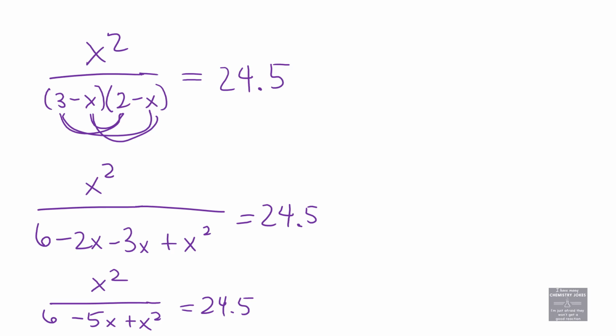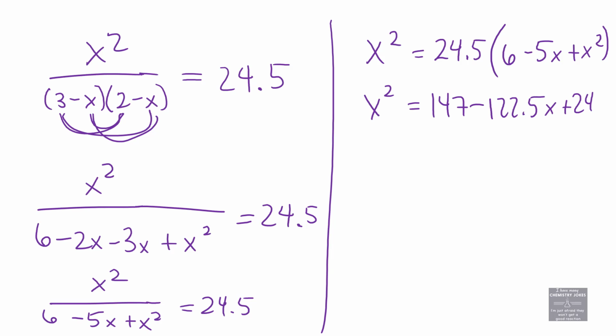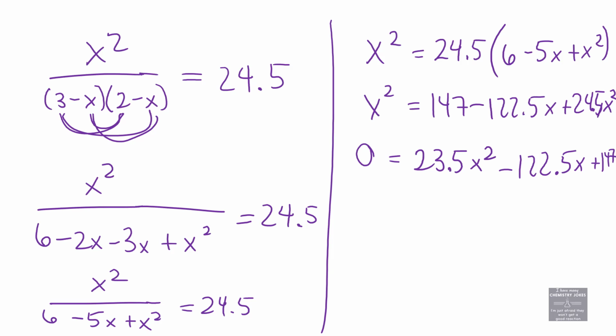Starting on the math, solving, isolating for x, 24.5 times the whole denominator gives me, let me check my notes, 147 minus 122.5x plus 24.5x squared. Okay. 0 equals 23.5x squared minus 122.5x plus 147. Squished over there, that says 147.